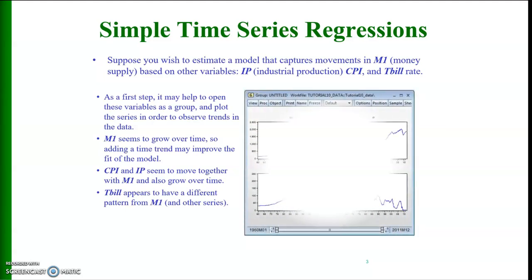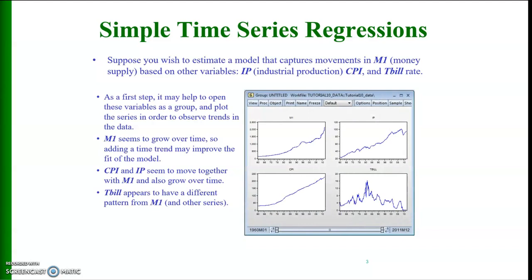And if you look at this graph, money supply seems to grow over time. So adding a time trend may improve the fit of the model because there is a positive trend in money supply. Similarly, consumer price index and industrial production also seem to move together with M1 and also grow over time. However, the treasury bill variable appears to have a different pattern from money supply and CPI and industrial production.